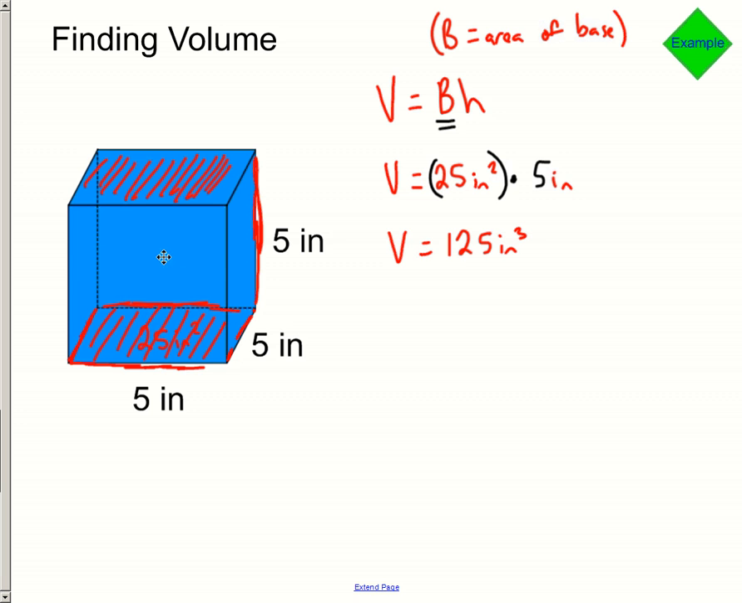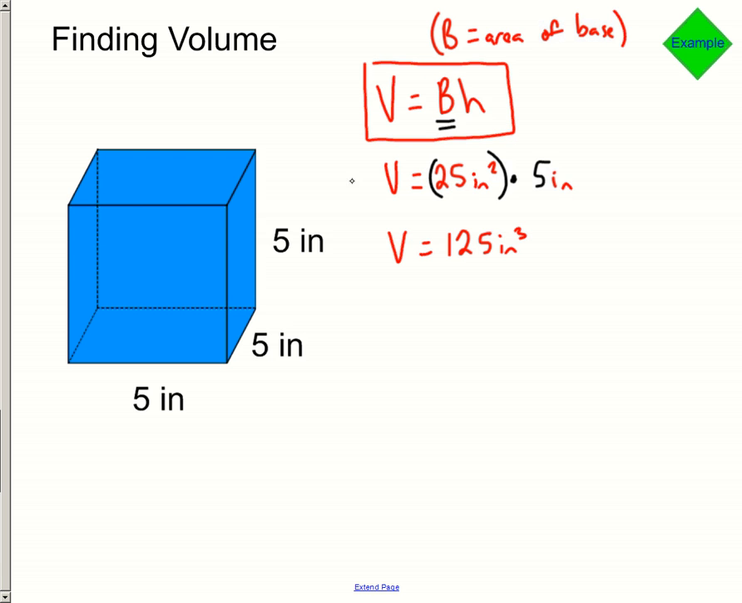How many cubes could we fit inside of this one? How many 1-inch cubes could we fit in there? We could fit 125 of them inside of that. That's the volume. And whenever people first see this method, they go, it doesn't make any sense at all. Why do we have to do it? Trust me, you'll want to learn how to use this so it's easier to understand other shapes.